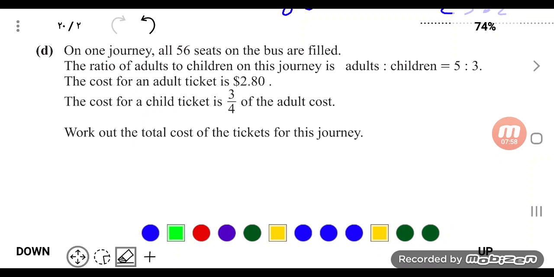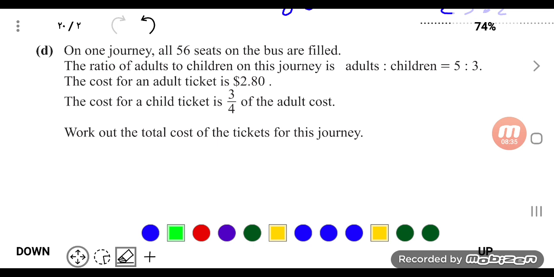Okay, now this is a ratio question. Let's read it. In this question, you are given on one journey, all the 56 seats on the bus are filled. The ratio of adults to children on this journey is 5 to 3. The cost of an adult ticket is 2.80. The cost of a child ticket is 3/4 of an adult ticket. Work out the total cost of tickets for this journey.